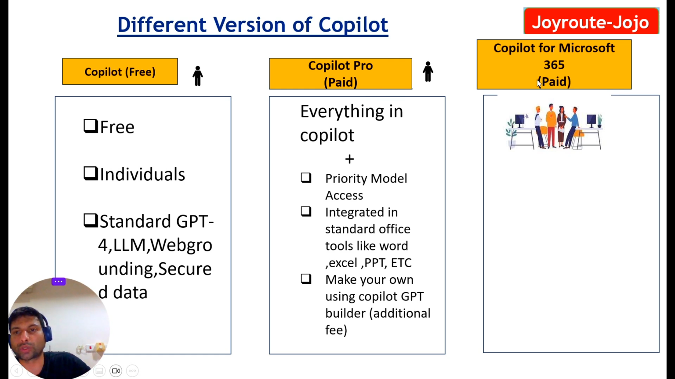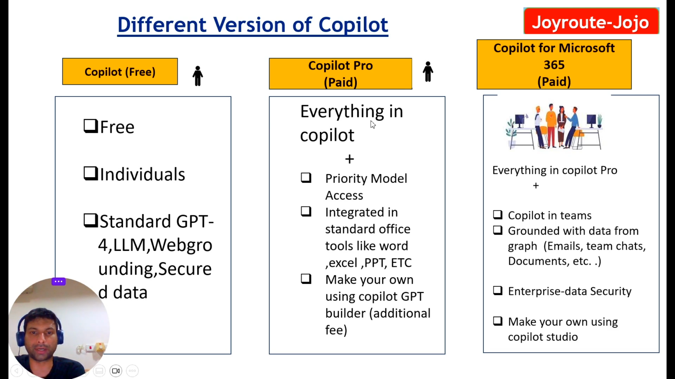And here comes the third one, which is Copilot for Microsoft 365, which is very expensive, and this is for business purposes. Here you get everything that Copilot Pro provides. Along with that, you get Copilot in Teams, grounded with data from Graph, enterprise data security, and make your own using Copilot Studio. When it comes to Copilot in Teams, after conducting a Teams session, you can ask Copilot to give you the agenda of the meeting and what the discussion was all about. All that data Copilot will provide you.